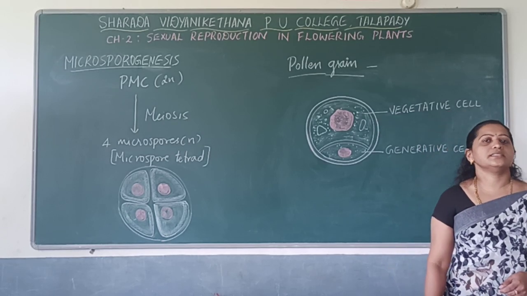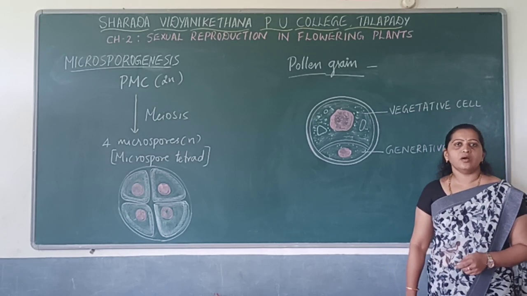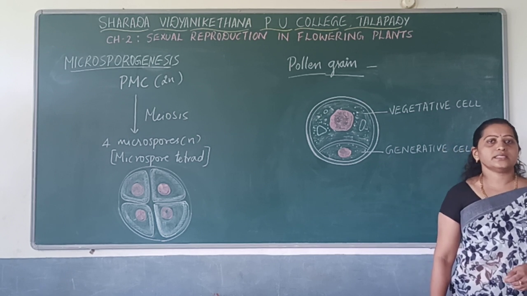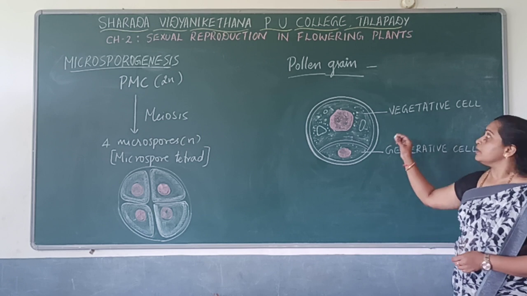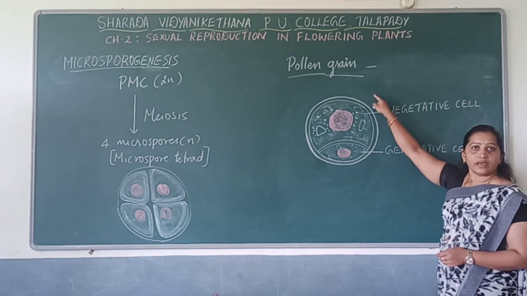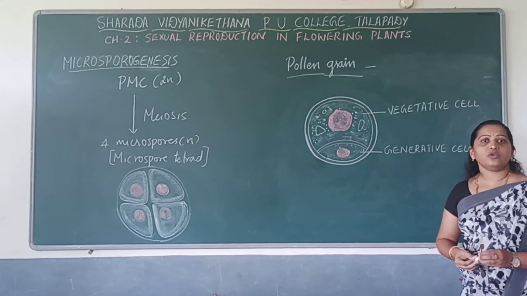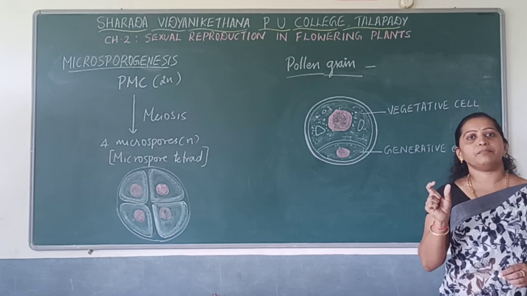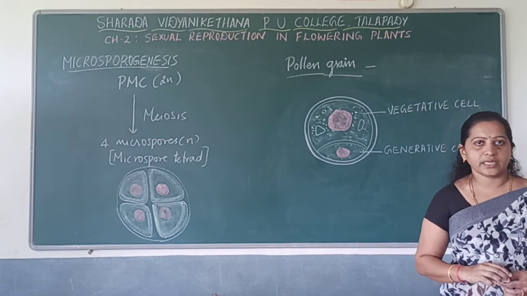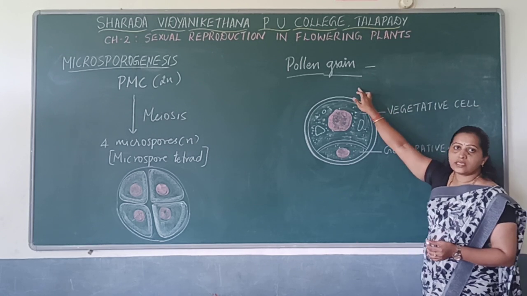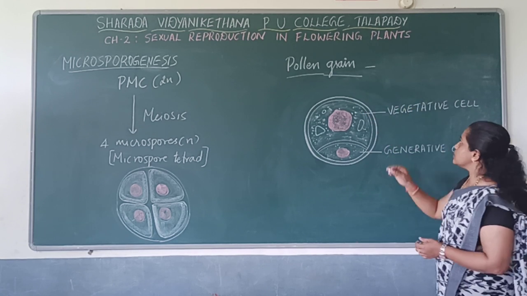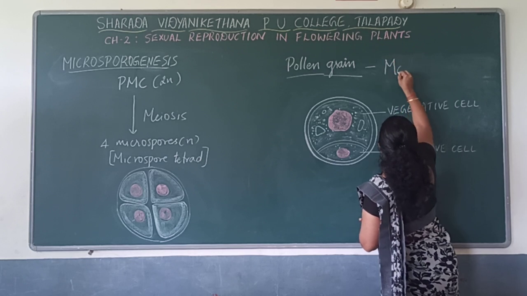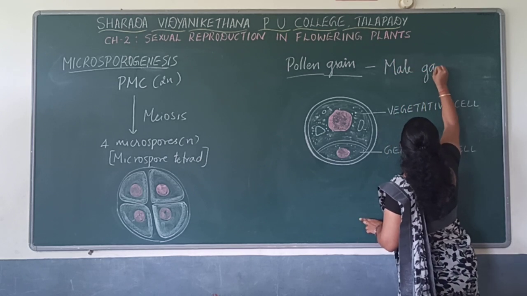Now let us discuss the structure of pollen grain. Pollen grain is considered as the male gametophyte of an angiosperm. The term gametophyte refers to the plant body that produces gametes. So pollen grain is the type of plant body that produces male gametes. So it is considered as male gametophyte.